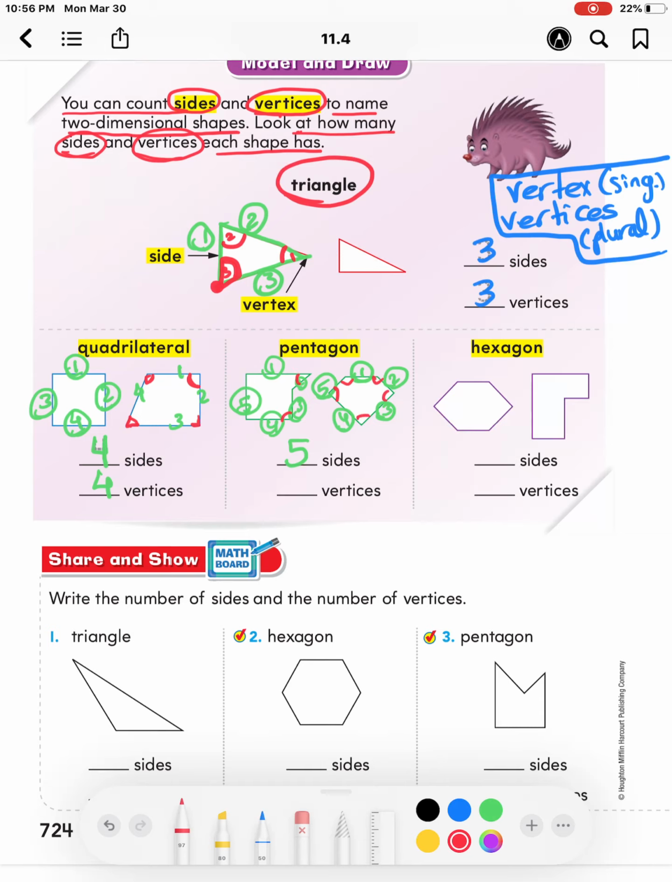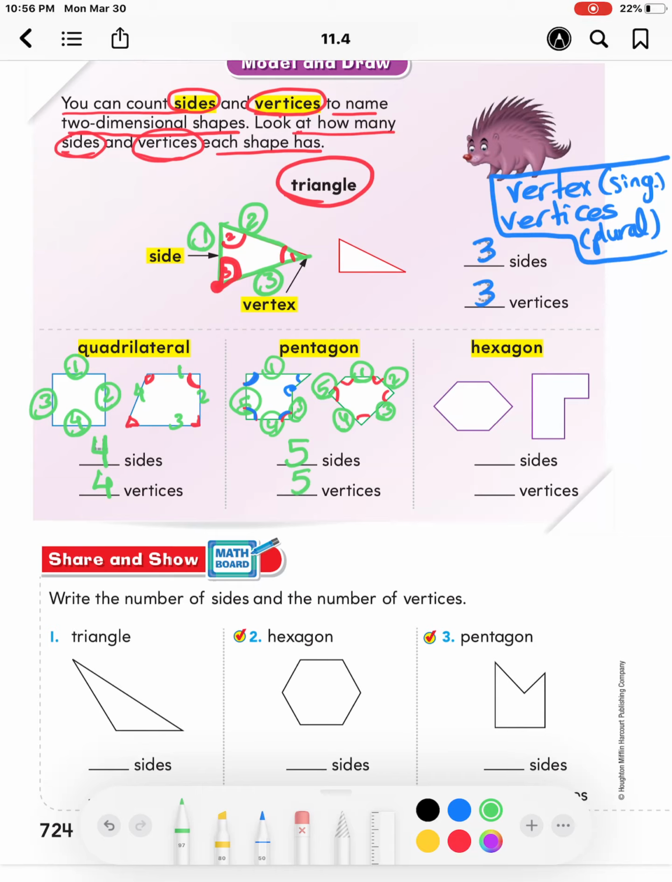1, 2, 3, 4. And this is a vertex because here we have one side that is meeting the other. So here, this one. I will erase it so you can see it clearly. This one here. This one. So we have 1, 2, 3, 4, and 5. So we have 5 vertices.